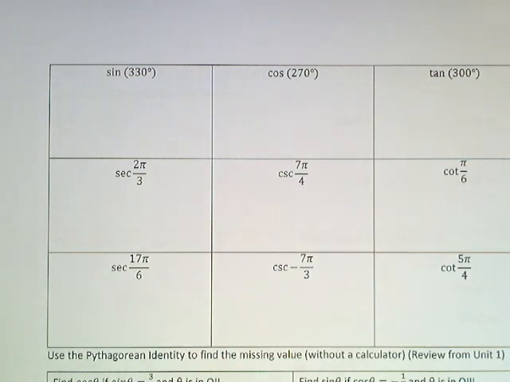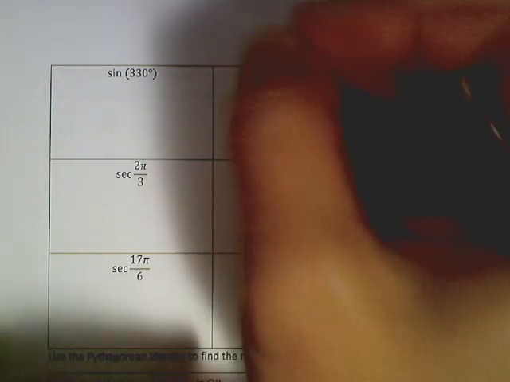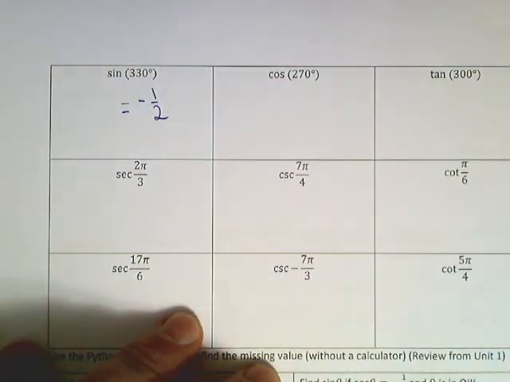Okay, here we are for page 2. Again, more unit circle stuff. All of these are special angles on the unit circle. Sine of 330 degrees, that's the y value at 330, so that's going to be equal to negative 1/2.